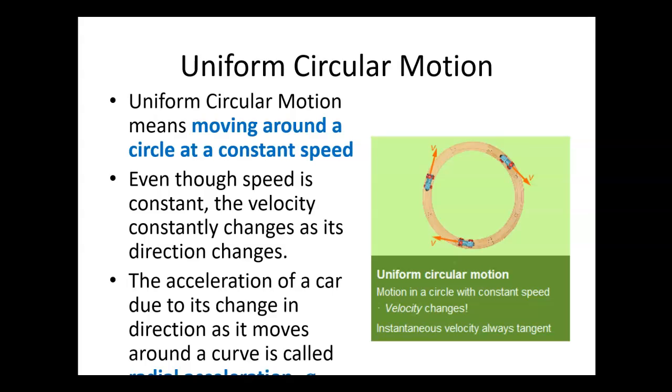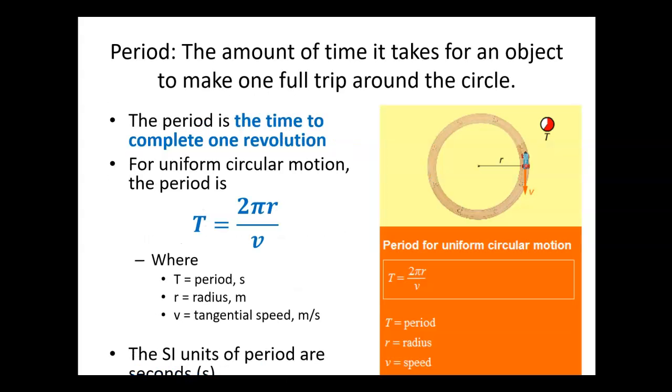This type of acceleration, which is due to something moving in a circle, is called radial acceleration, A with a subscript of R. One of the important characteristics of something that's moving in a circle is how much time it takes for the object to make one full trip around that circular path. This time to make one full revolution is called the period, and the symbol for period is an uppercase T.